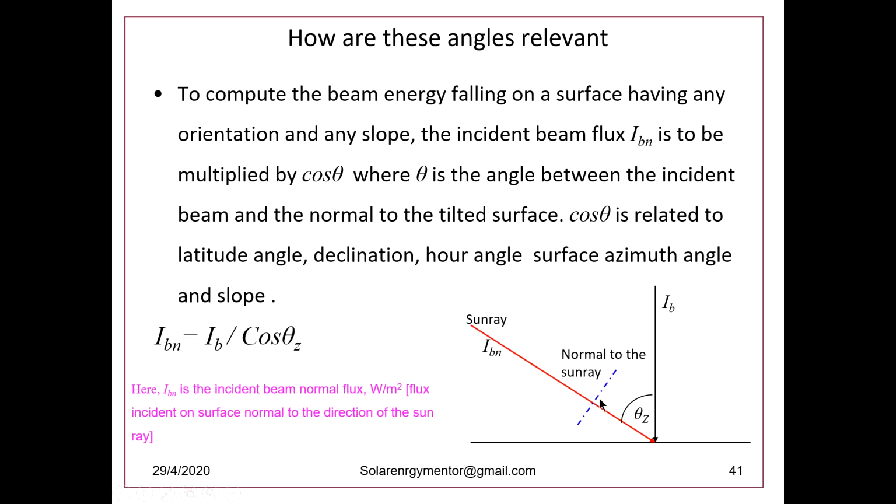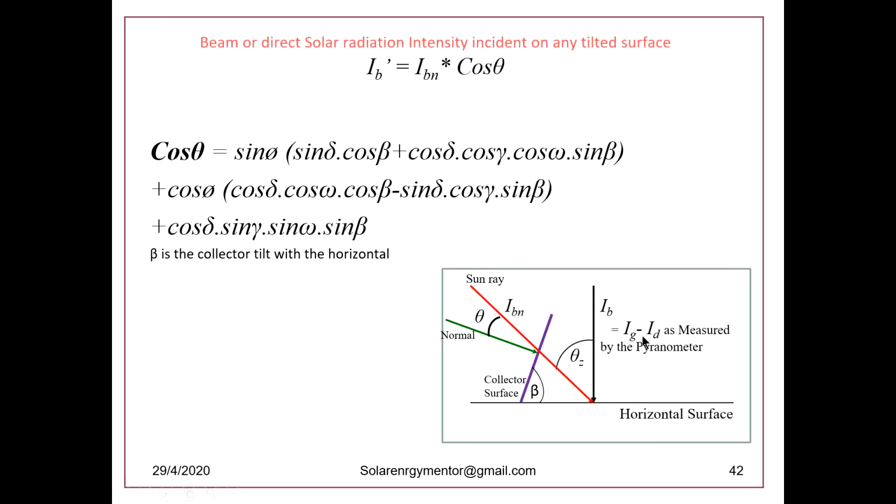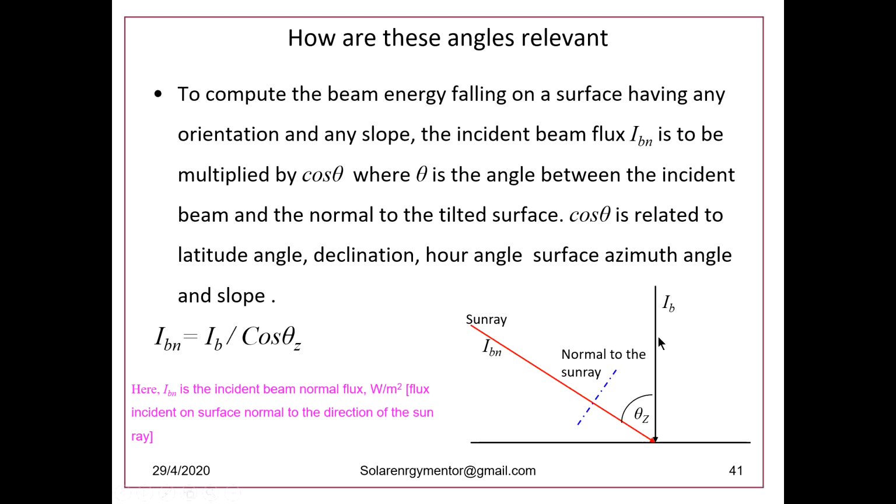IBN, this is a sun ray which is falling on a horizontal surface. Now this is IBN, we can say beam normal. This IB we have measured by deduction with the pyranometer, IB is equal to IG minus ID. So this is IB, beam radiation falling on a horizontal surface. Now this is any sun ray which is falling on a horizontal surface. We want to find out the beam normal flux incident on a surface normal to the direction of the sun. So we are interested in this IBN only, intensity of IBN.